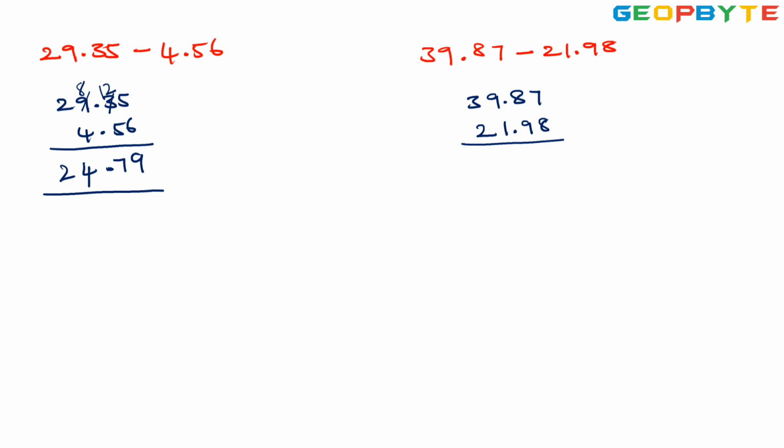So 17 minus 8 is 9. After taking the borrow, then we'll get here 7. Now 7, 9, it's not possible to subtract, then we'll take the borrow. So then what we'll get here? Here 8 and here 1, 17. So 17 minus 9 is 8. 8 minus 1 is 7. 3 minus 2 is 1. So here we are getting 17.89 as the result. The remaining topics will be covered in the next video.